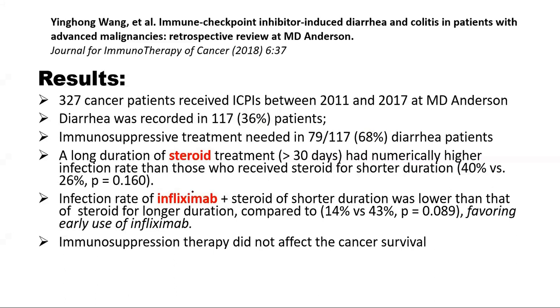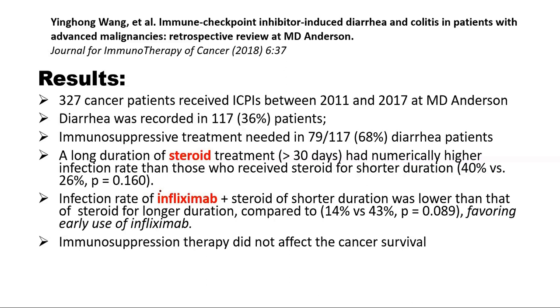Infliximab, we talked about, is a chimeric protein against tumor necrosis factor, first introduced in the 90s. We used this drug for treatment of Crohn's disease and ulcerative colitis. So what she showed is that steroids are helpful, but have a higher risk of infection if you use steroids for longer than a month. But if you use the monoclonal antibody infliximab, you will be able to shorten the duration of steroids. You actually lower the risk of infection.